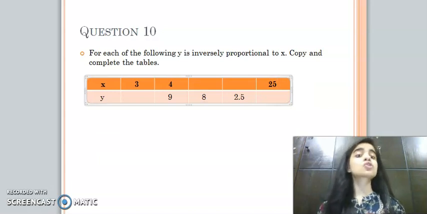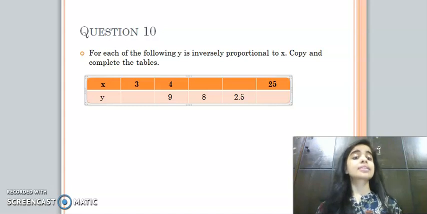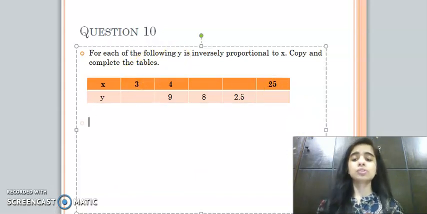I want you all to try it yourself. So what will be the K value? Yes, the K value will be 36. Alright. And then our equation will be y is equal to 36 upon x. Alright, now this x value will come over here.